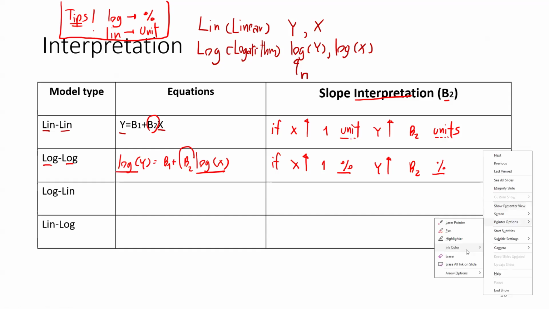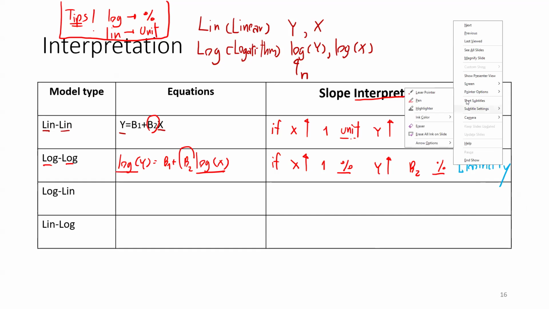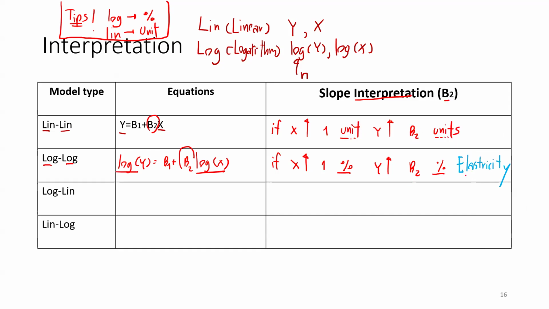And this is very important for economic theory because they call this type of beta elasticity. Yes, you may face it a lot in microeconomic theory.